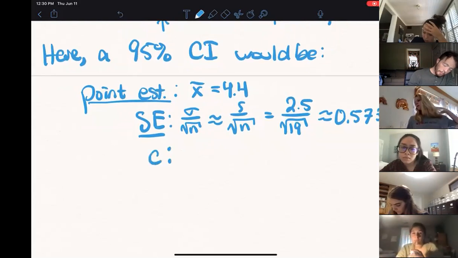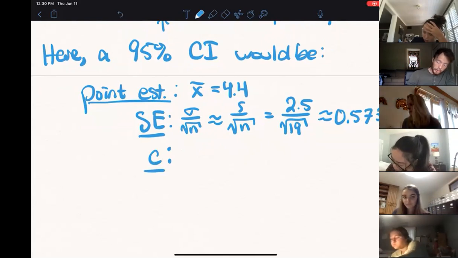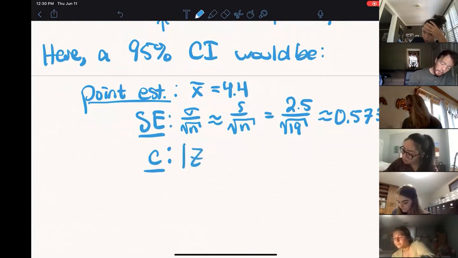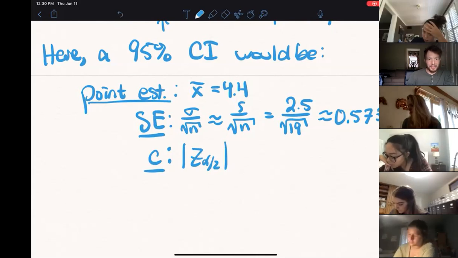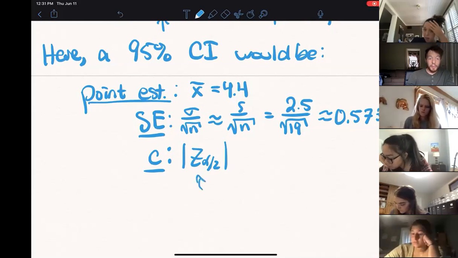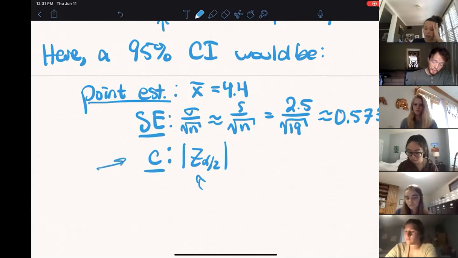The final thing is this critical value c. And this thing actually is going to change. So remember how we used to do this, right? The absolute value of the alpha over 2 quantile of the z distribution. Well, the z-score, excuse me, the normal distribution, we're using the normal distribution here. And that's actually why we needed x bar to be normal in the first place, so that we could say that the critical value is this z value right here.